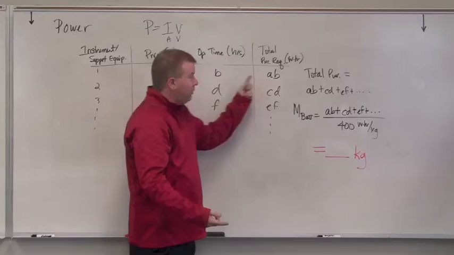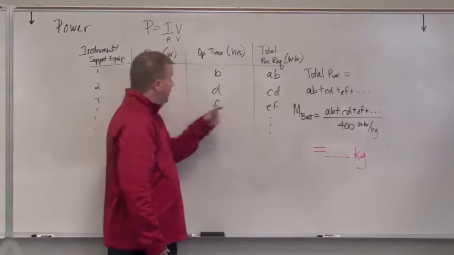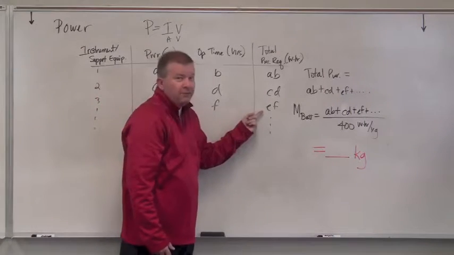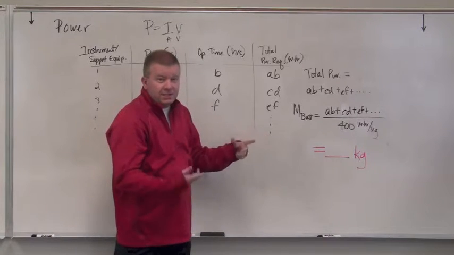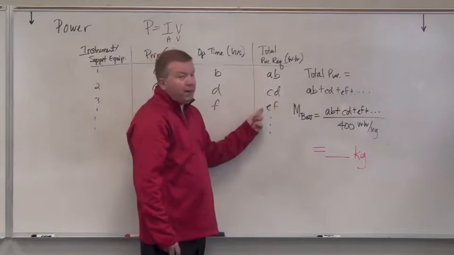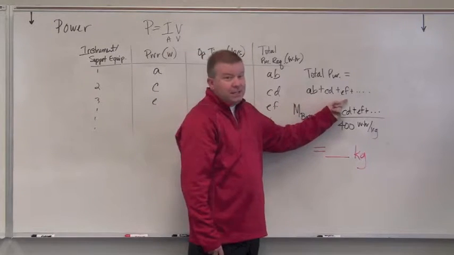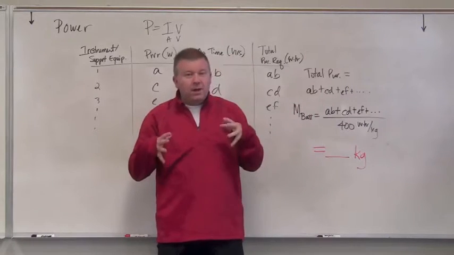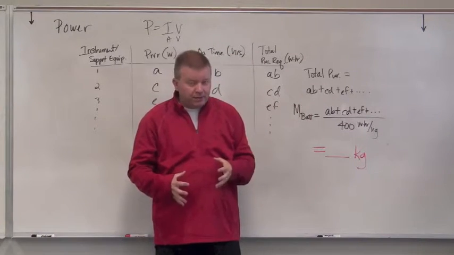That's how much total power instrument 1 takes. A times B, right? Instrument 2, C times D. Instrument 3, E times F. We get this, right? We understand what we're doing here. And it's like decision analysis. It's a sum of the products. So the total power that we need to use is basically AB plus CD plus EF plus whatever, right? That is the total power that your payload is going to consume that you need, okay?